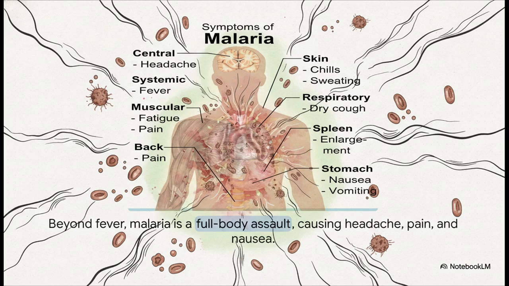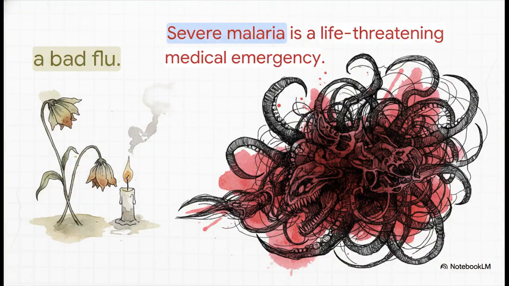And it's so much more than just a fever. Malaria is a systemic disease. I mean, the destruction of red blood cells, the huge immune response, it affects the entire body. We're talking headache, fatigue, muscle pain, nausea. It is a full-body assault. And I really have to stress this. While the early symptoms might feel like the flu, severe malaria is a completely different animal. It is a medical emergency, and it can absolutely be fatal.